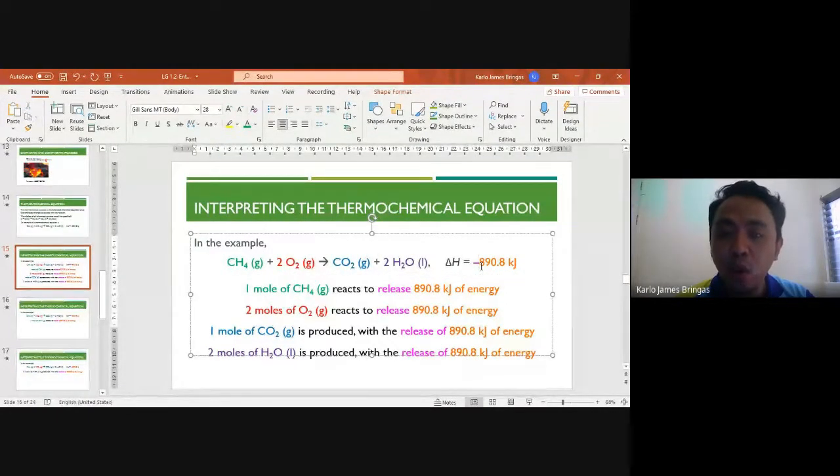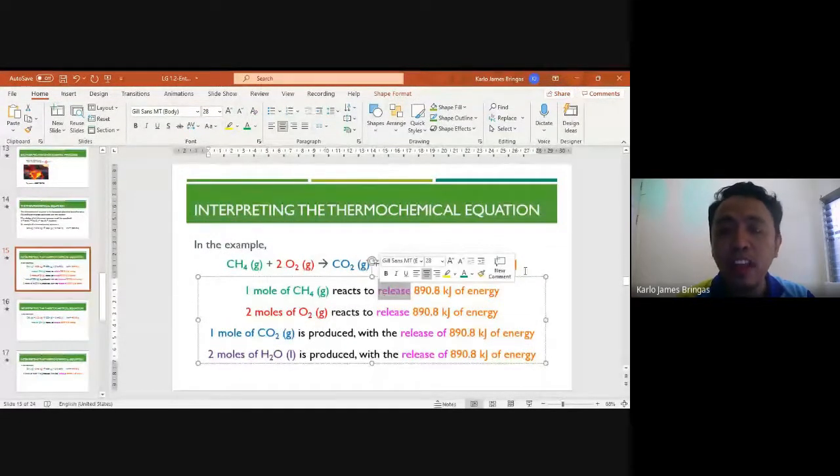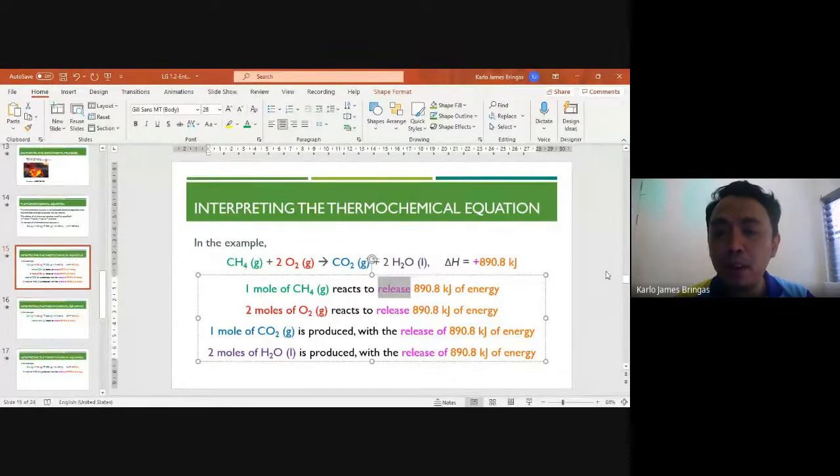Now, in our activity, you were asked the opposite. If delta H daw is positive, ano ba kaya ang ating statement dito? So pag negative, the energy is being released. Pag positive, on the other hand, energy is being absorbed. Again, take note of what the sign of delta H indicates. When delta H is negative, energy is being released to the surroundings. Delta H having a positive sign, meaning that the energy is being absorbed by the system from its surroundings.